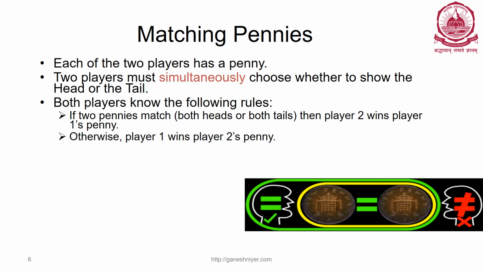So there is a famous game called matching pennies. There are two players, each one has one penny in their hand. They should simultaneously choose whether to show head or tail. They know the rules. If both pennies match, either both heads or both tails, player 2 wins player 1's penny. Otherwise, player 1 wins player 2's penny.